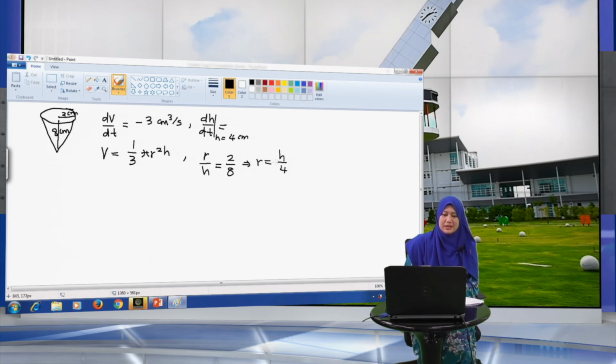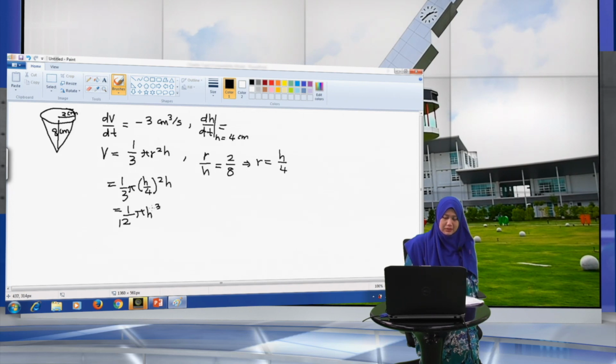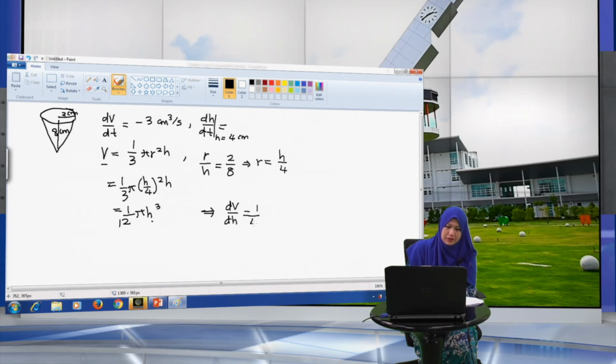Now we can put this relation back into the volume. So volume is 1/3 pi, and r is h over 4, squared, times h. And you can calculate this equal to 1 over 48 pi h cubed. Now we have the relation between V and h. From here we can find dV/dh is equal to 1 over 16 pi h square. Simple, right?